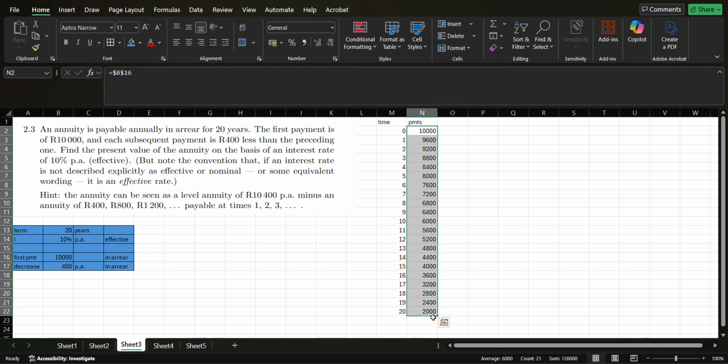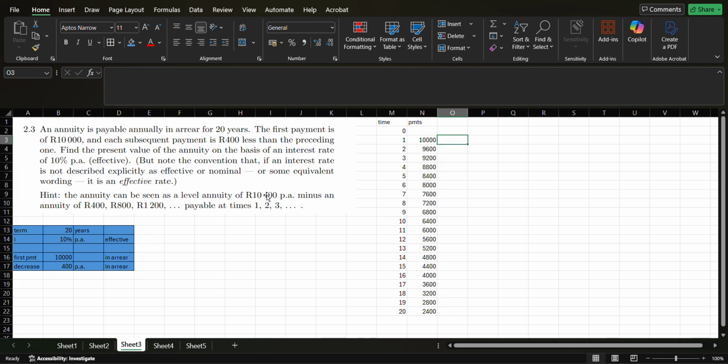Just realized now that I made a mistake and these payments are in arrears, so they should start 1 year later and there should be no payment there. Okay. So we have 20 payments, 20 years, all in arrears. This makes sense. Okay, cool.